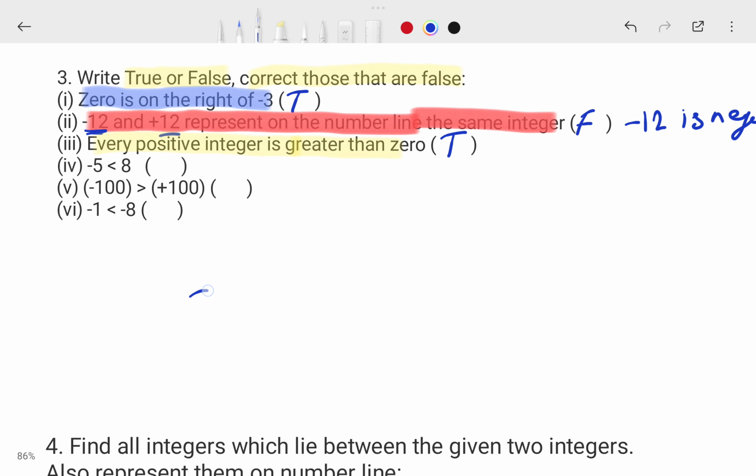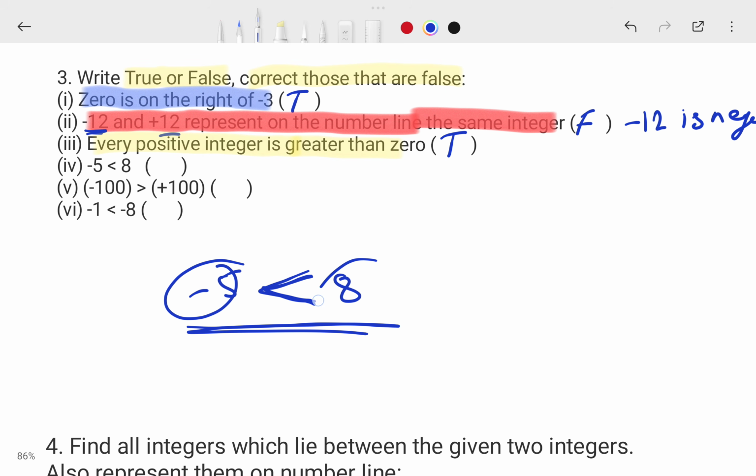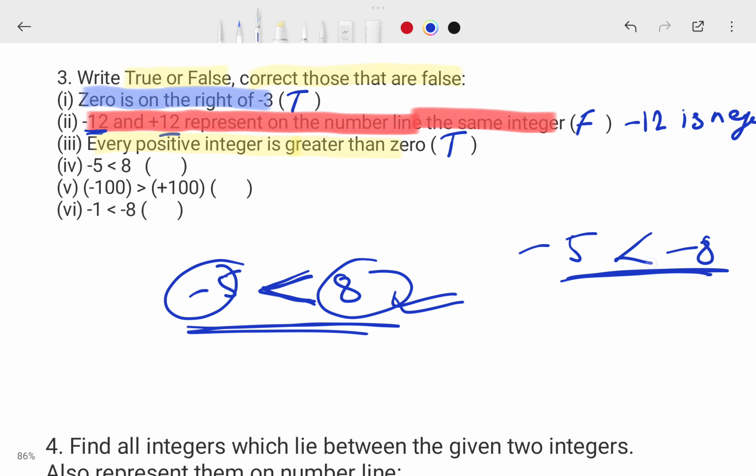Okay, now let's see the sixth question. The sixth question says this is minus 5 and this is 8. So in this one, which is greater? This is greater, so they put the comma like that. Is this statement right? Yes, it is. From minus 5 or 8, which is greater? 8 is greater. If it were minus 5 and minus 8, and the comma was like that, then this would be wrong.